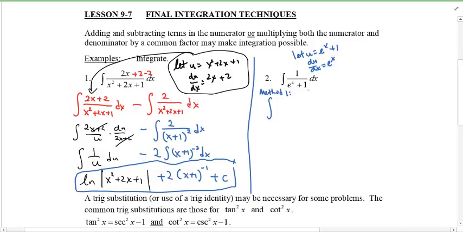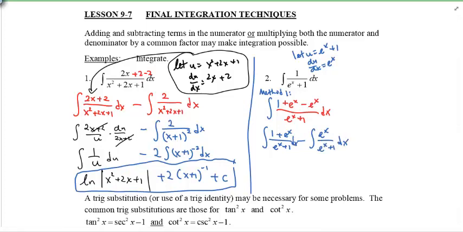So what can we do? How about going 1 and then adding e to the x, and then subtracting an e to the x all over e to the x plus 1 dx. Now why is that nice? Because look what I can do now. I'll separate it again, and I'll say the integral of 1 plus e to the x over e to the x plus 1, minus the integral of e to the x over e to the x plus 1. You see how this is nice?